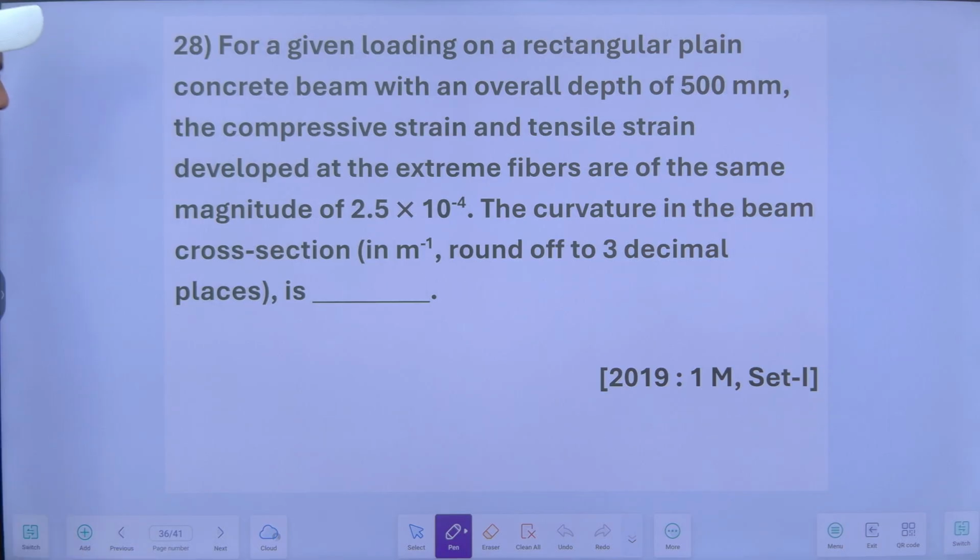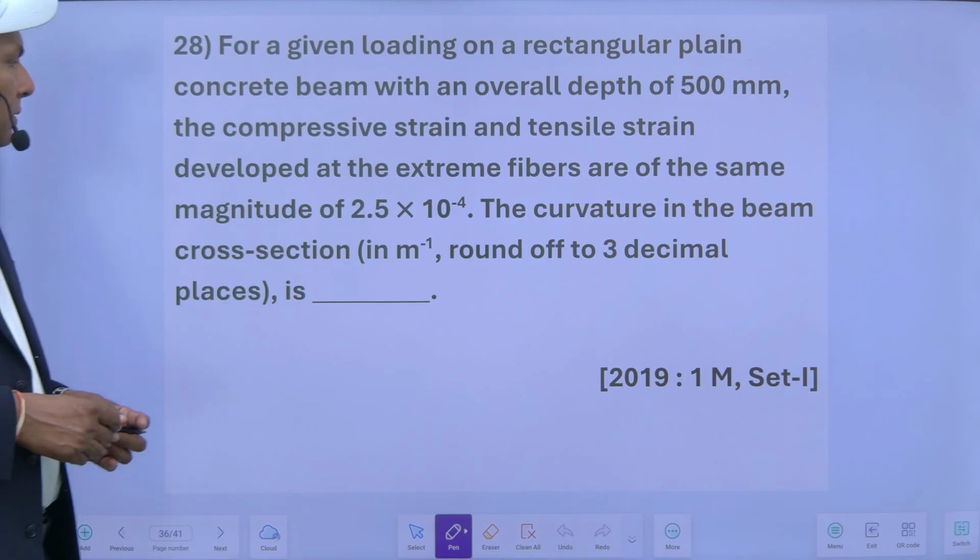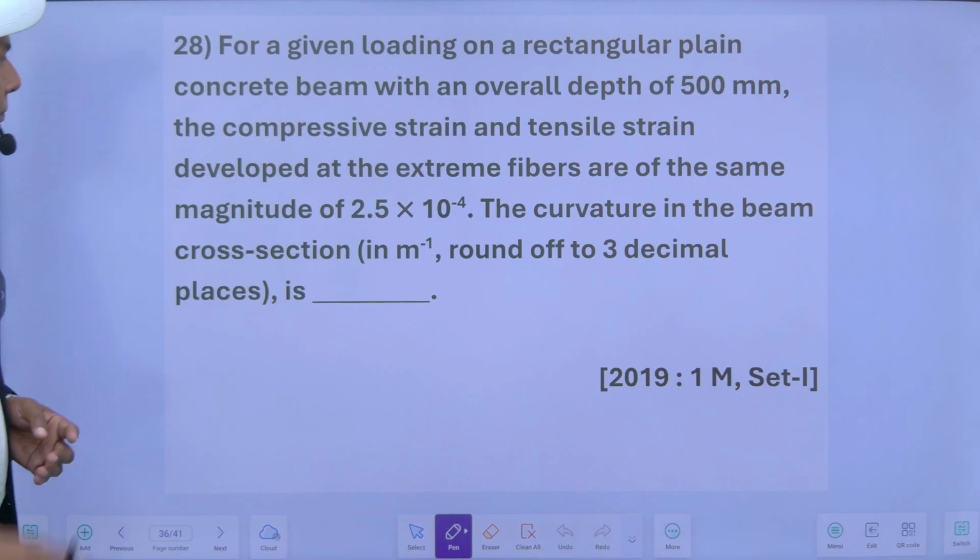This is the answer. For a given loading on a rectangular plain concrete beam with an overall depth of 500 mm, the compressive strain and tensile strain developed at the extreme fibers are of the same magnitude of 2.5 into 10 to the power minus 4. The curvature in the beam cross section is per meter. Round off to 3 decimals. How will it be?